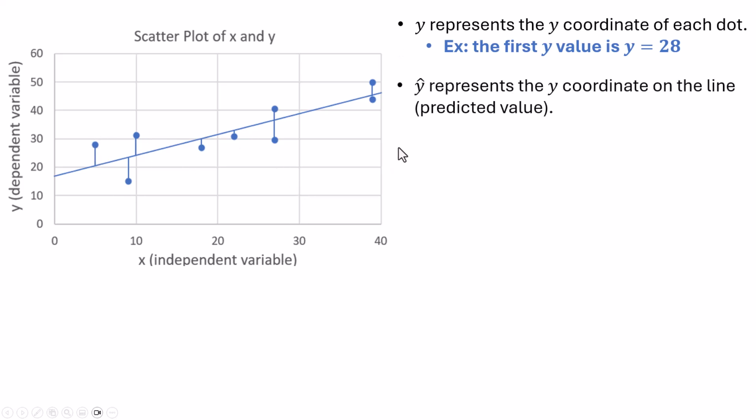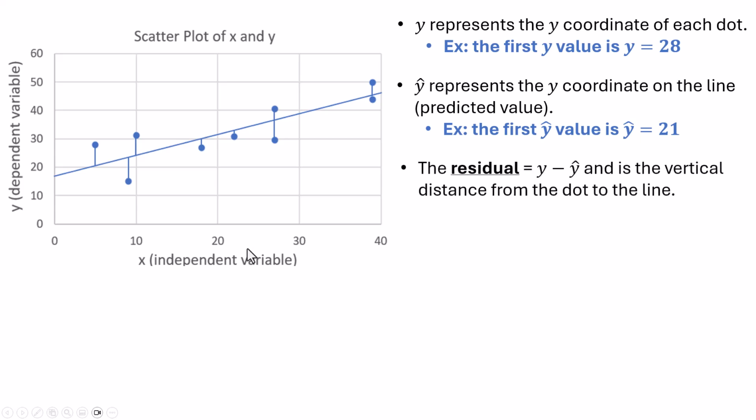And we differentiate that from what we call y hat, y with a little caret on the top, and that represents the y coordinate corresponding to the line related to each y point. So each y also has a corresponding y hat value, which is also going to be representing a predicted value. So the line is oftentimes used, as we'll see later, to make predictions. And in this case, the first y hat value is at about 21. So the first y is at 28, but the corresponding point on the line would be 21.